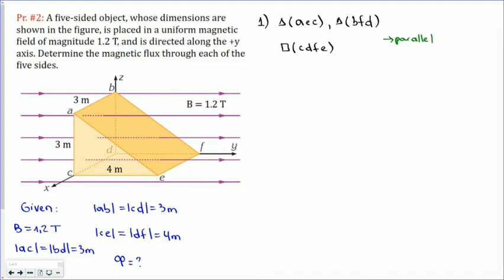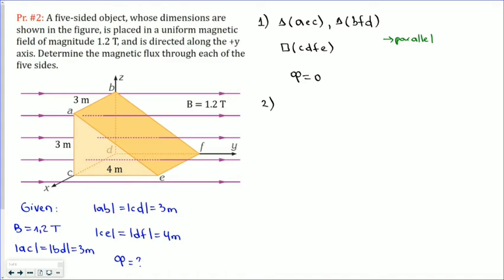That's why we know from the equation that if a surface is parallel to the magnetic field lines, then the flux will be 0. The flux through these 3 sides must be 0.